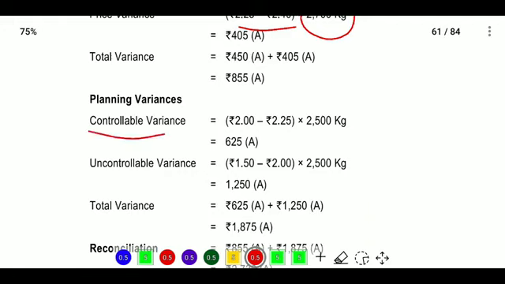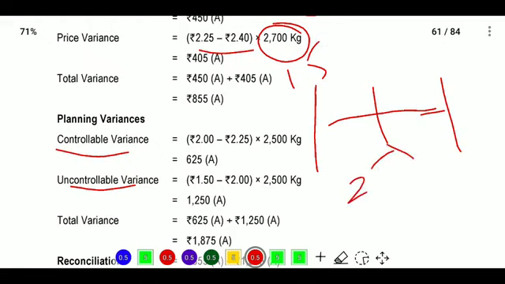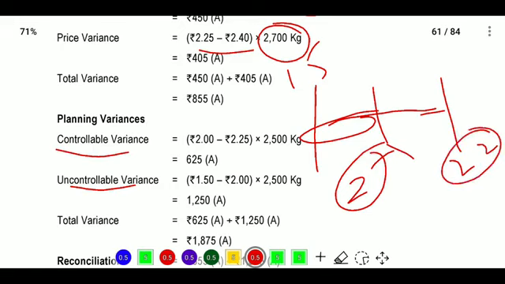We have controllable and uncontrollable variance. For controllable, we have drawn the line here and we have three options. The first option will be 1.5, and here we have two options. We can buy at 2 or we go for 2.25, and up to this we don't know. Here we can buy at 2 or 2.25. It is controllable, so we provided controllable: 2 minus 2.25, that is, 2500 kgs.